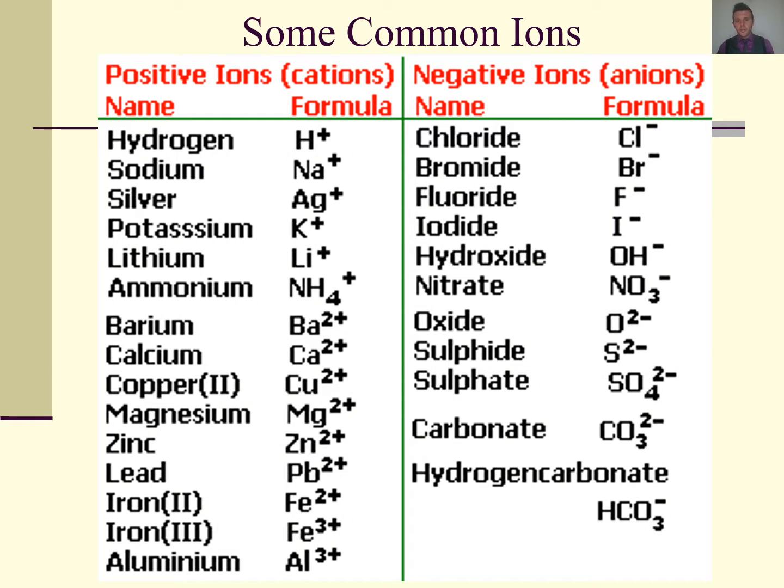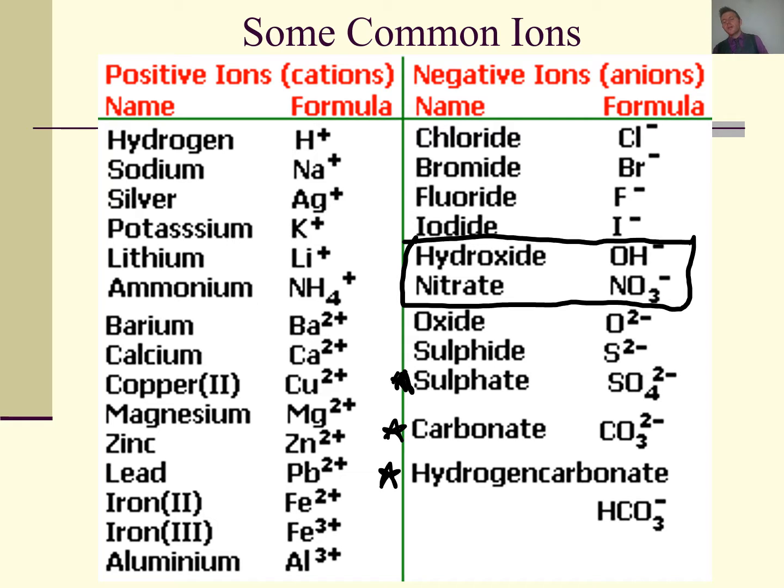Here is just a list to help you start to make a little bit of sense out of things. What I do want to highlight is this: hydroxide, nitrate, not to mention sulfate down here. Oh, my pen's not working. Carbonate and hydrogen carbonate. These are called polyatomic anions.